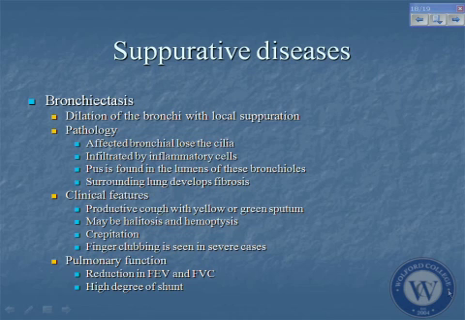Suppurative diseases are things like bronchiectasis. It's dilation of the bronchi with local suppuration. You get affected bronchial loss of cilia in this kind of disease process. You can always pick up somebody who has bronchiectasis. You can smell them across the room. Okay? What's the number one complaint they have when they come in to see you?